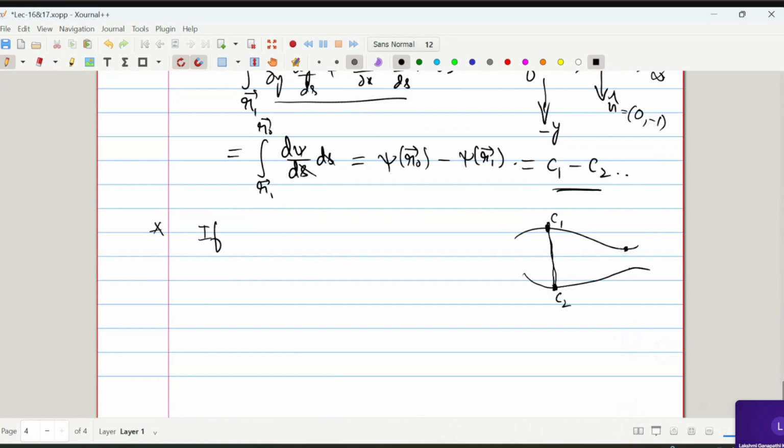What happens if I consider here? What is the volume flux here? Here also you have C1, C2 only, no? Isn't it?